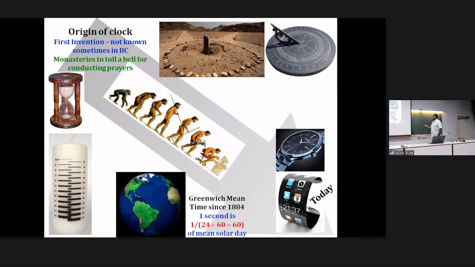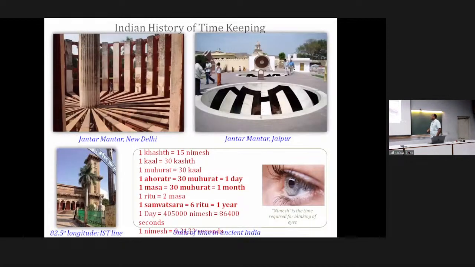And the Chinese civilization used candles with marks, so it can burn up to certain points. And from there, today what we have is really the atomic clock. So that's the sort of thing we have done.